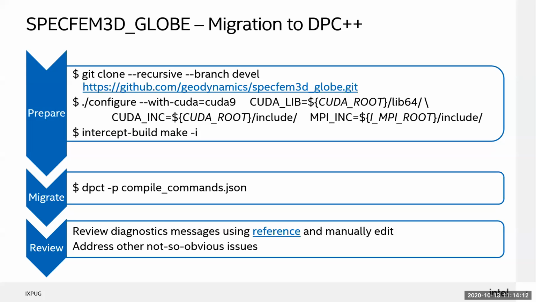We migrate the code with a simple step, dpct, and pass it the compile_commands.json file. This is the step where your CUDA sources are migrated to Data Parallel C++ sources, and they are outputted to a default directory, maintaining the directory structure of your application. And once this is done, the final step, as mentioned, is reviewing all the diagnostic messages that you see as part of the migrated source code, and manually editing wherever edits are needed.